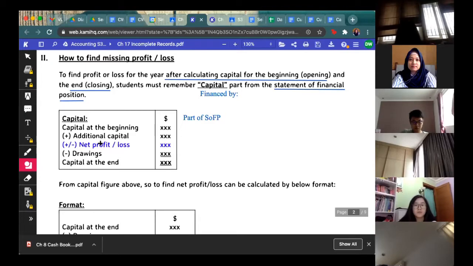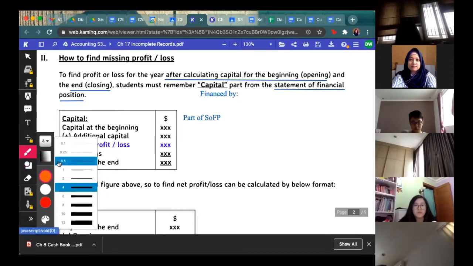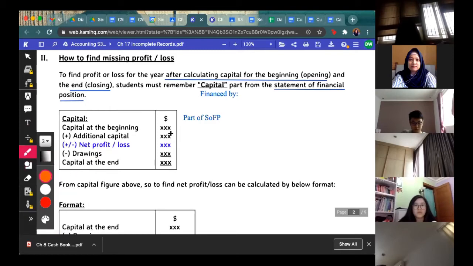Okay, now the missing information is here: the net profit and net loss, the one with the blue color. This is the missing information that you need to find out. So you have the information of capital at the beginning, which was calculated before. And you also have the information of capital at the end, by making a statement of affairs. And then you will be given the information of additional capital as well as drawings.